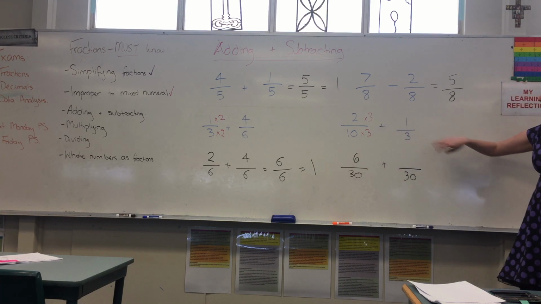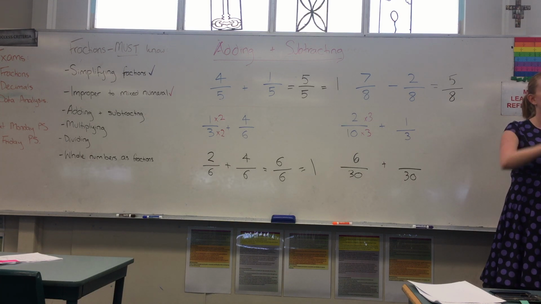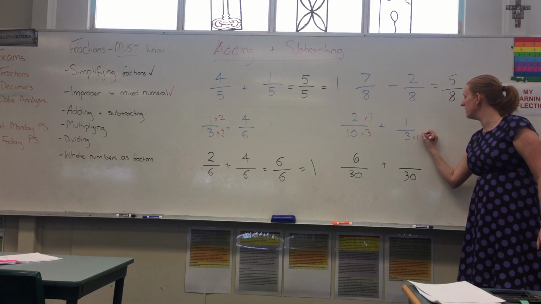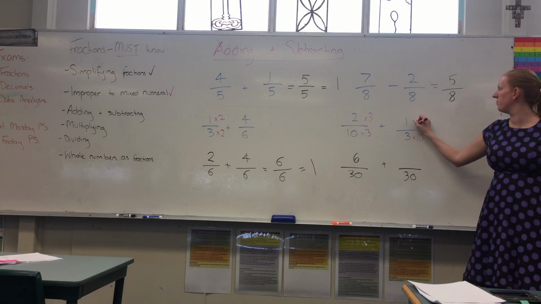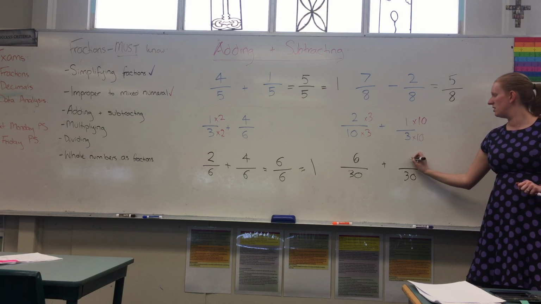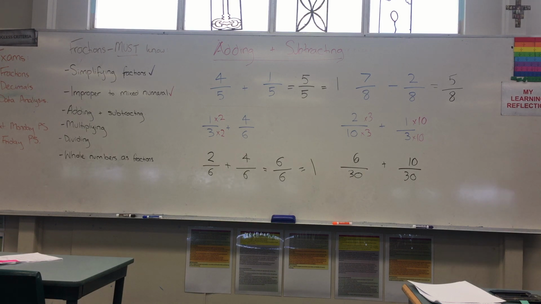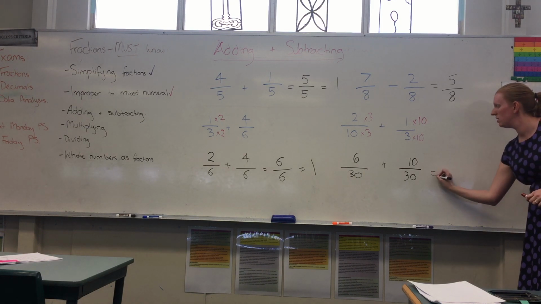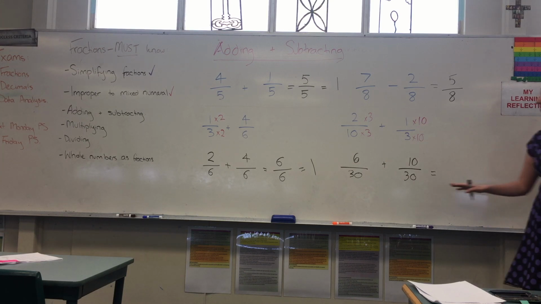Now I'm going to do the same to the other one. How do I turn a 3 into a 30? Times it by 10. Great. So what I do to the bottom, I also have to do to the top. So 1 times 10 is 10. Now can I add them? Yes. Why? Fantastic. They have the same denominator now, so I can add them.